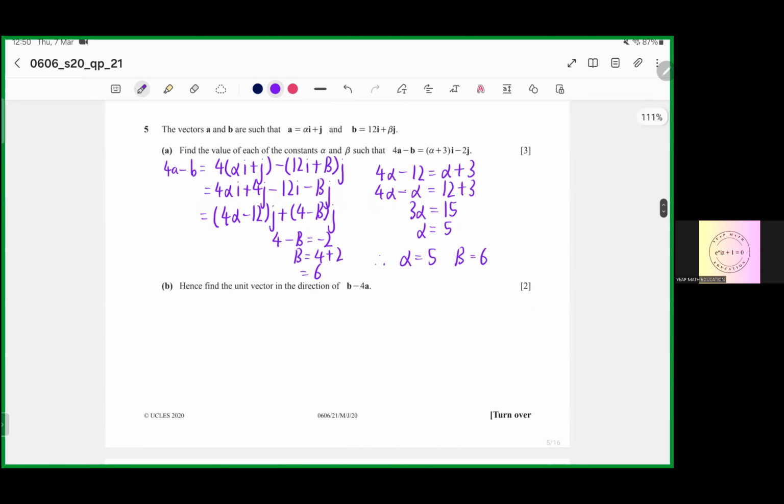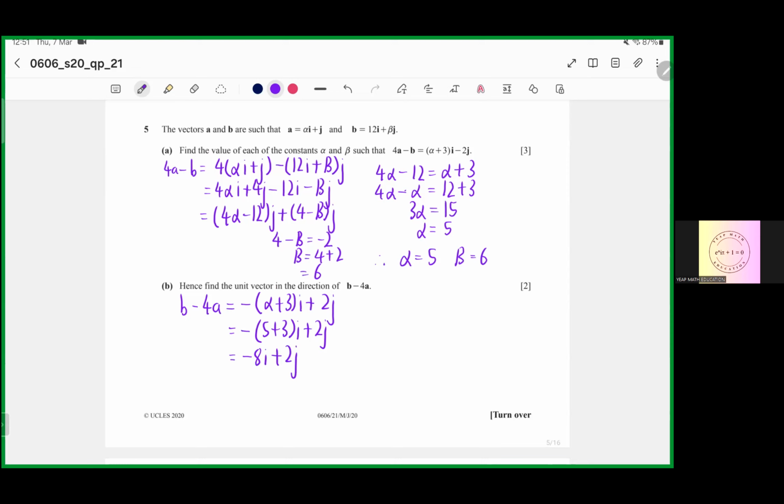Now we look at question B. Hence, find the unit vector in the direction of B minus 4A. You see the previous question, we can take negative (alpha plus 3)i plus 2j. So we can use back this information here, equals negative 8i plus 2j.